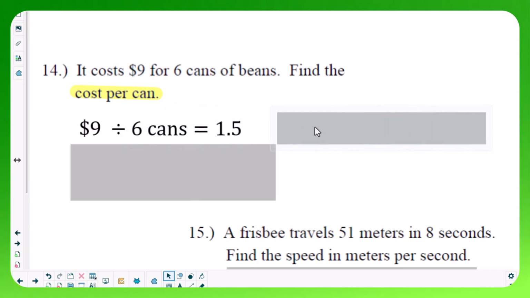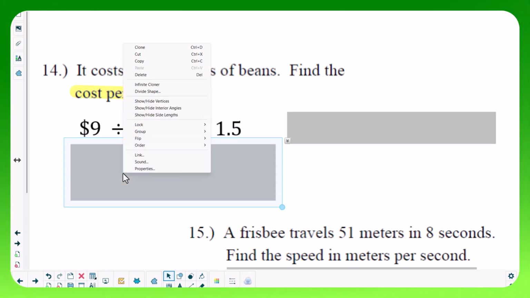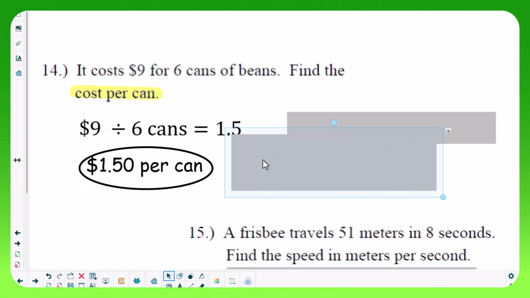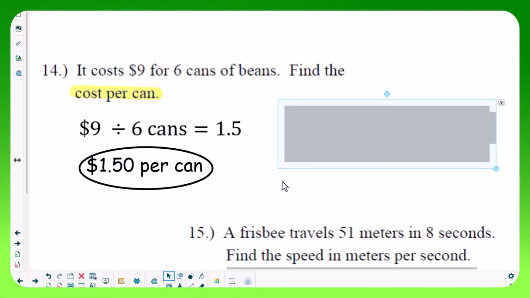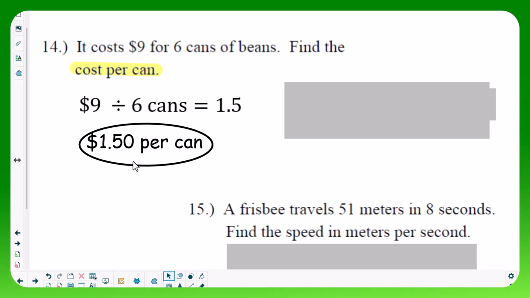When we do that, our calculator is going to give us 1.5. Now, the label we put on that is $1.50 per can. This time I did use the word per. Again, you can use the slash between the $1.50 and the word can as well.